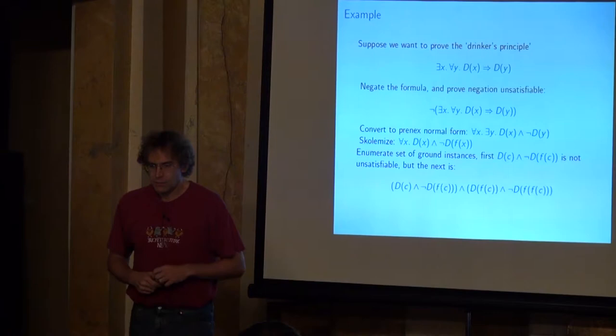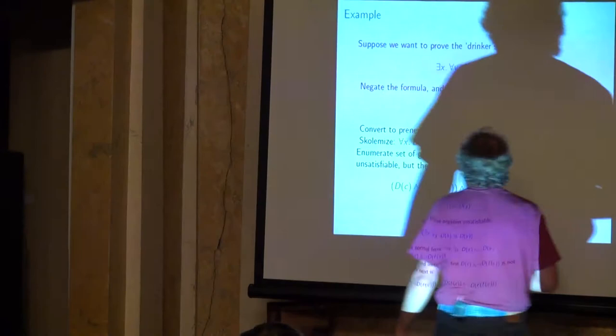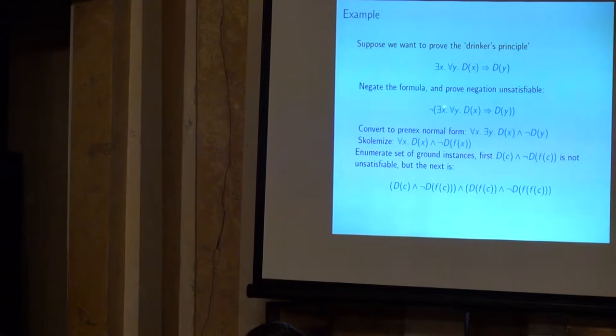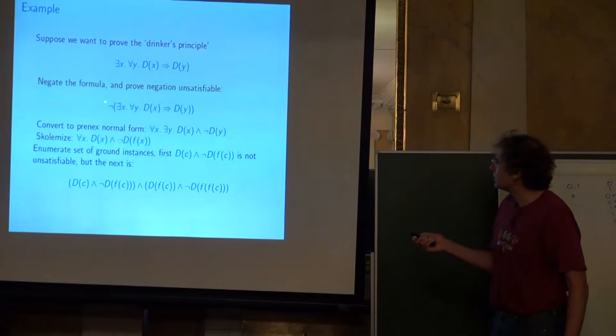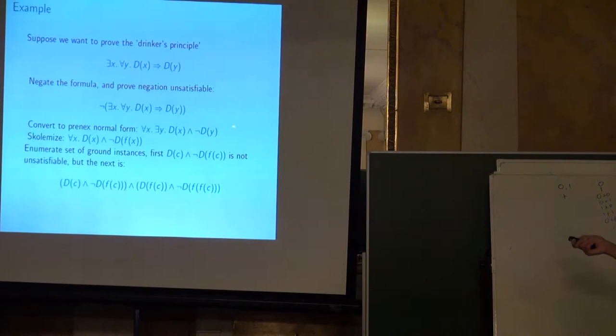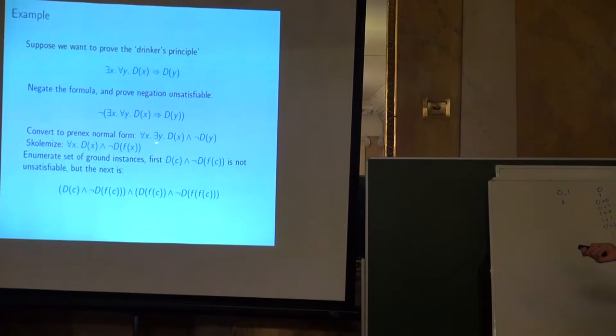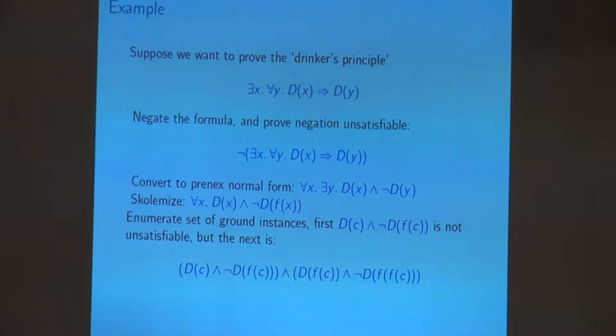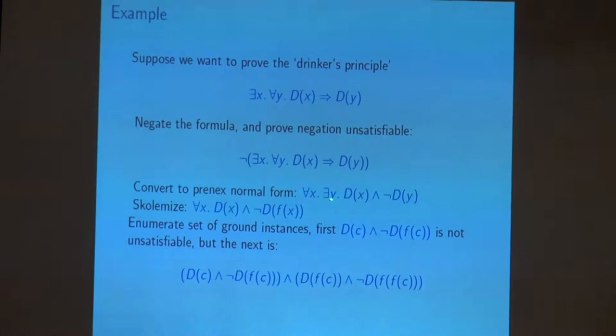So how might we try to prove that that is valid? You can prove it by trying to prove that the negation is unsatisfiable. So this would be the formula that we want to test for satisfiability. If we convert it to prenex form by pushing the negation through the quantifiers and turning the implication into not or and so on, then we want to test the satisfiability of this formula: for all x there exists a y such that D(x) and not D(y). So if we Skolemize, we'll introduce a Skolem function for y. So we'll replace y with f of x.